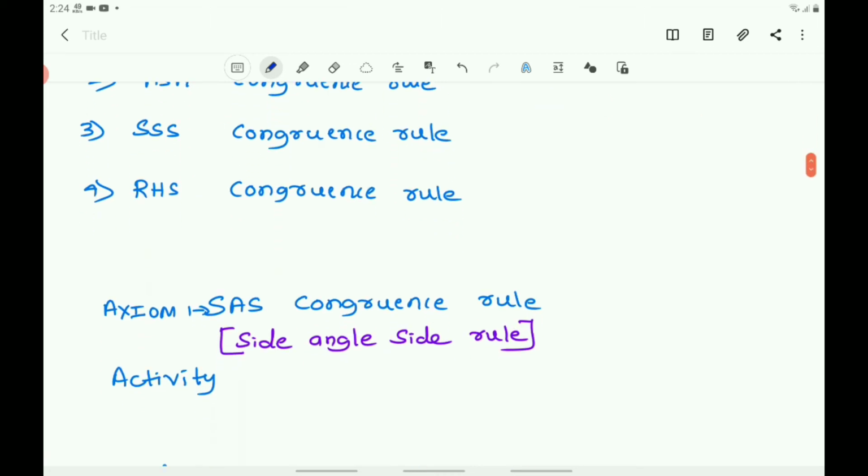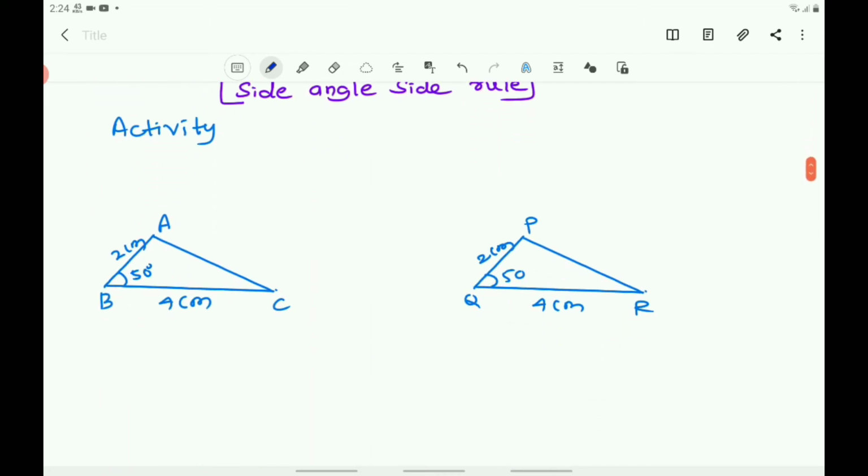Now you do one activity. You construct 2 triangles, triangle ABC and triangle PQR. In triangle ABC, BC equals 4 centimeter, angle ABC equals 50 degree, and AB equals 2 centimeter. And in triangle PQR, QR equals 4 centimeter, PQ equals 2 centimeter, and angle Q, that is angle PQR, equals 50 degree. Now you cut the 2 triangles and place one on the other.